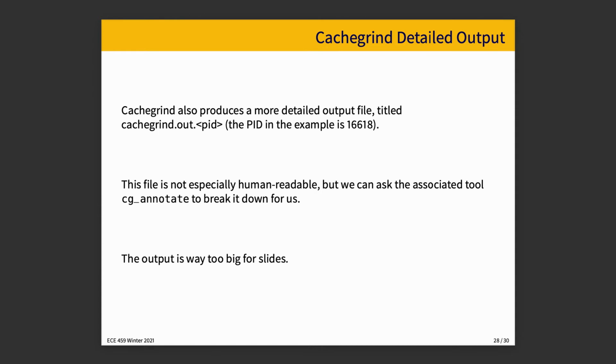You can also look at Cachegrind's more detailed output. It produces a file like cachegrind.out.pid, and again, it's not superhuman readable, but we can ask the cg_annotate tool to look it over for us.